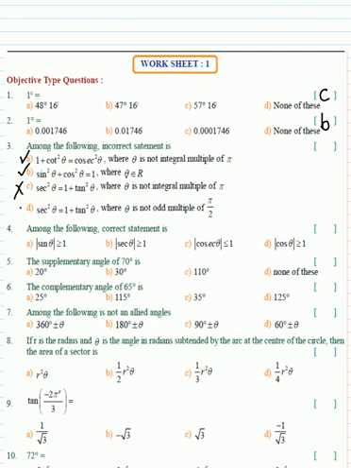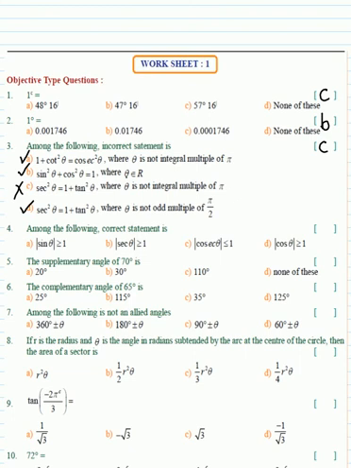So if theta is an odd multiple of pi by 2, then secant square theta is equal to 1 plus tan square theta is not defined. Why? Because if pi by 2 or odd multiples of pi by 2 is taken, tan theta is not defined and secant theta is also not defined. So among the following the incorrect statement is C here. Now among the following the correct statement, sin theta, secant theta, cosecant theta and cos theta.